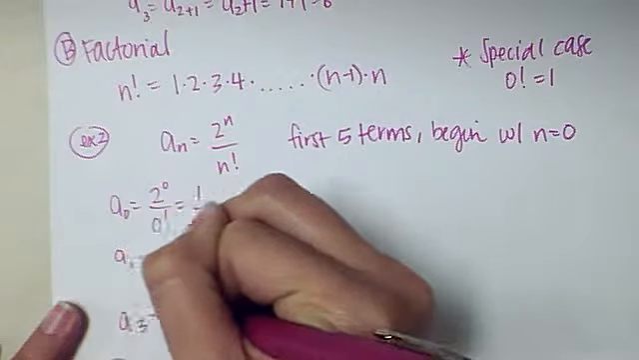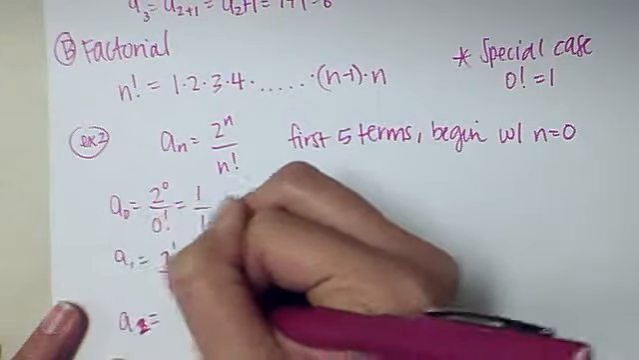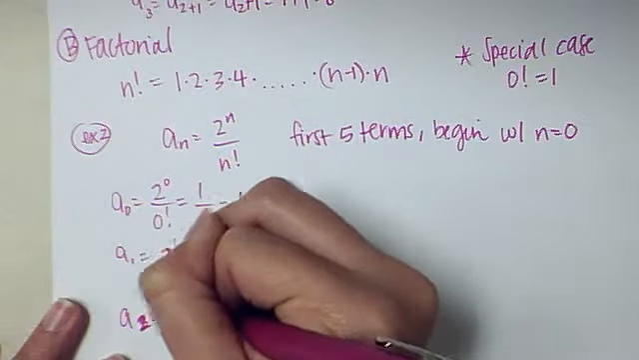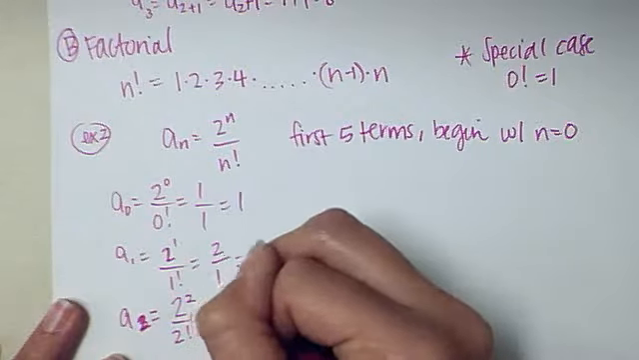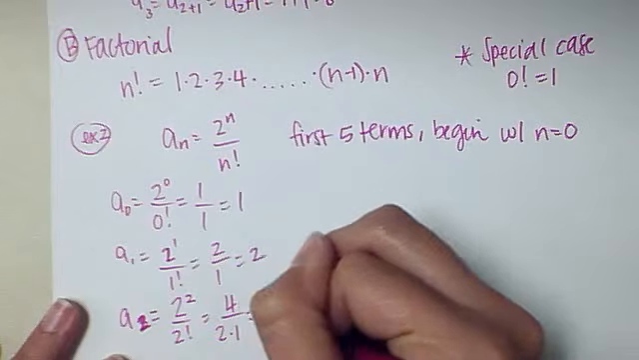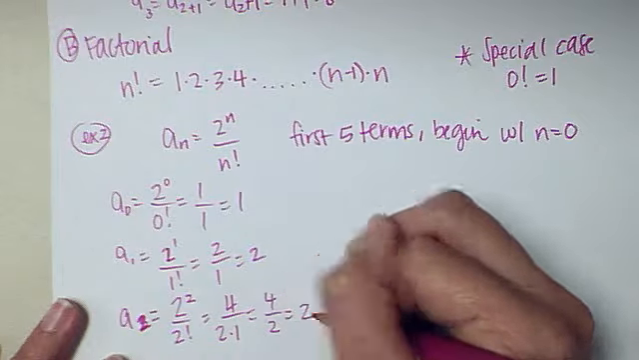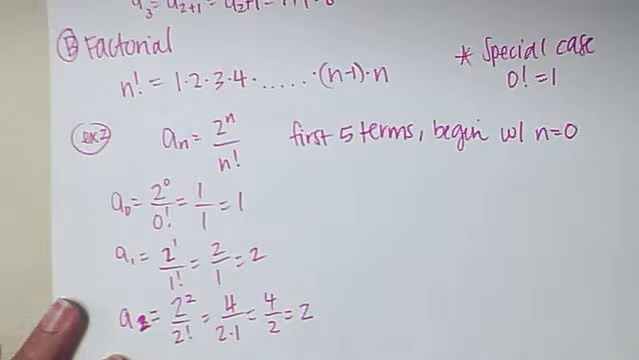A sub 2, I'm getting ahead of myself. A sub 2, 2 to the second power over 2 factorial. 2 to the second is 4. 2 factorial is like saying 2 times 1. So 2 times 1 is 2. 4 over 2 is 2. So a sub 2 is also 2.